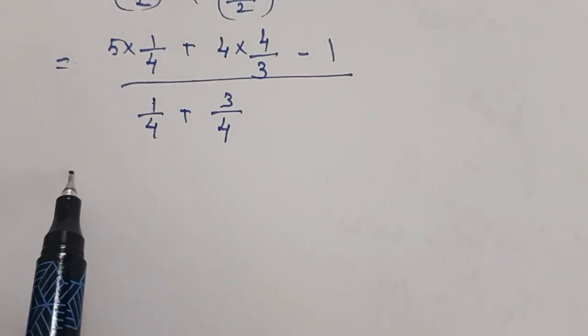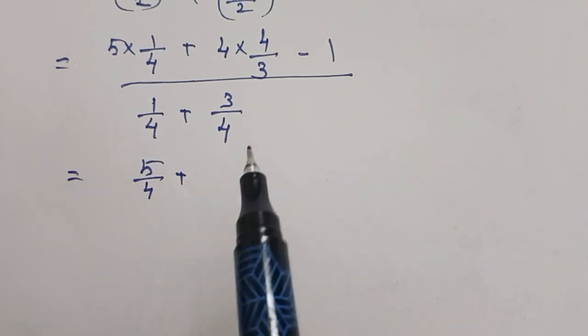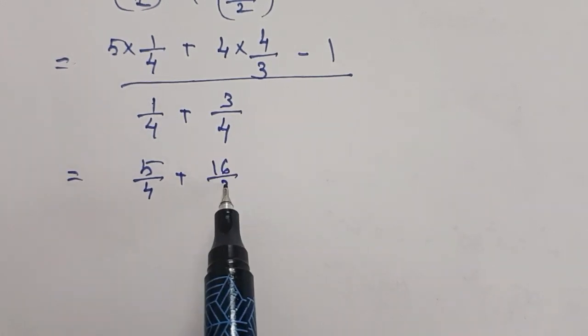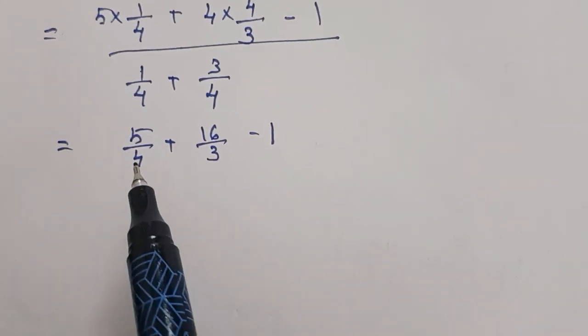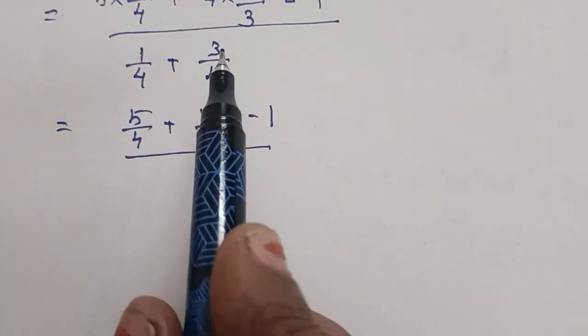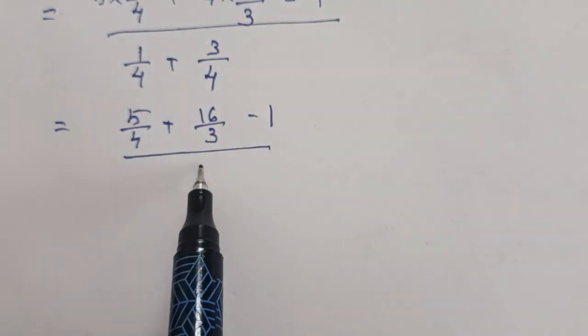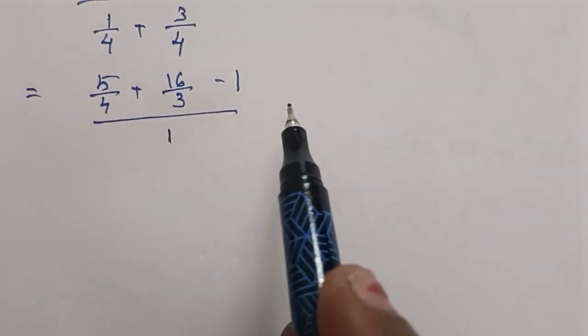That is same as 5 into 1 by 4. That is 5 by 4 plus 16 divided by 3 minus 1 divided by 1 by 4 plus 3 by 4. 1 plus 3, 4 by 4. 4 by 4 equal to 1 divided by 1 equal to.